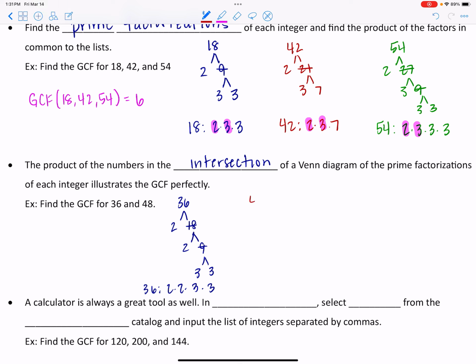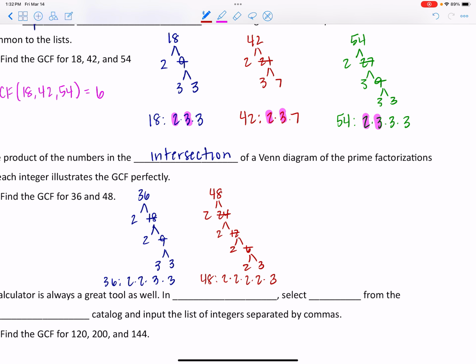Okay, so if I go to break down 48, I've got 2 times 24. 24 is 2 times 12. That's 2 times 6, and then 2 times 3. So I could say 48 is 2 times 2 times 2 times 2 times 3. Now I know that we can write those prime factorizations using an exponential notation, but actually I want those factors to be separate for the visual that I'm going to show you next.